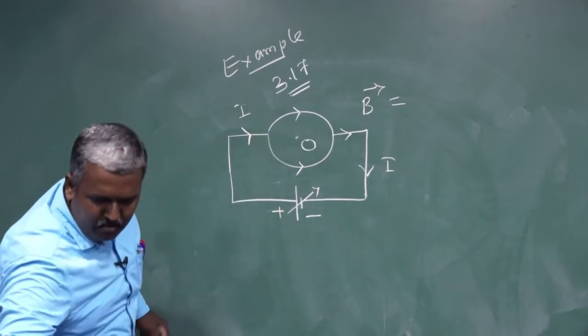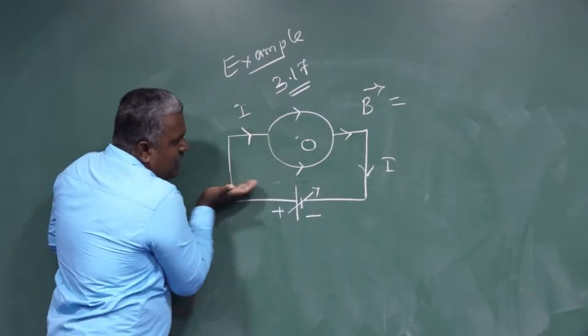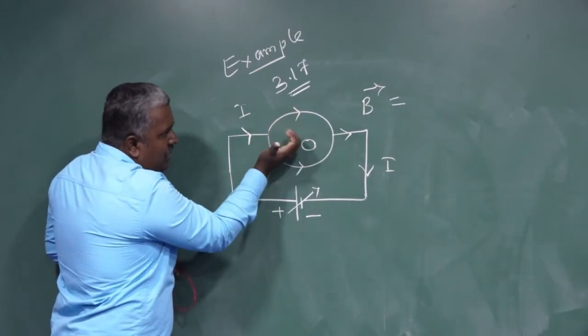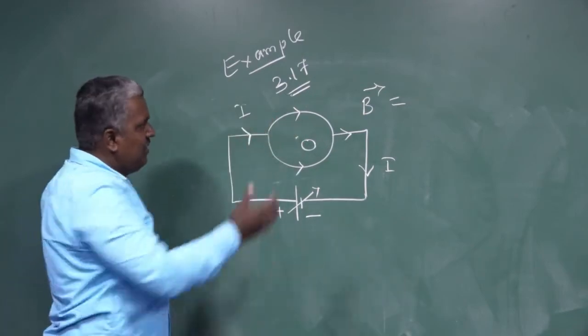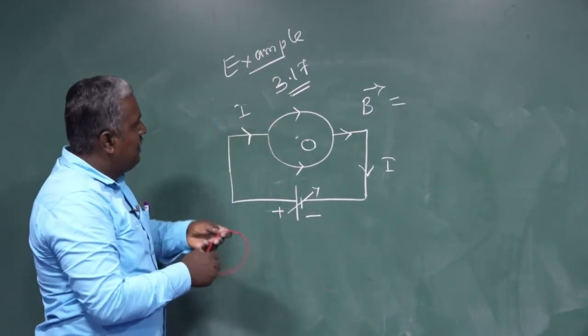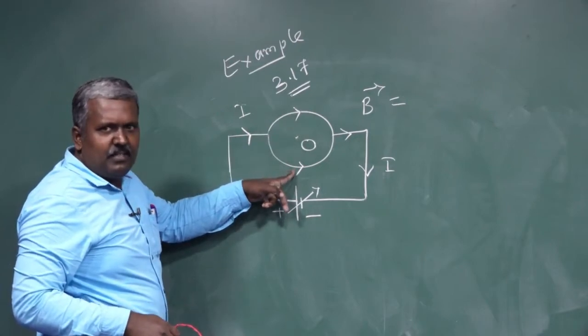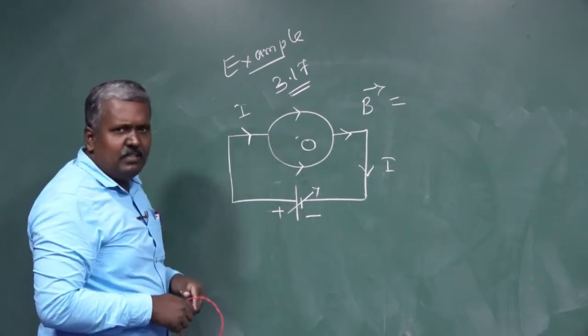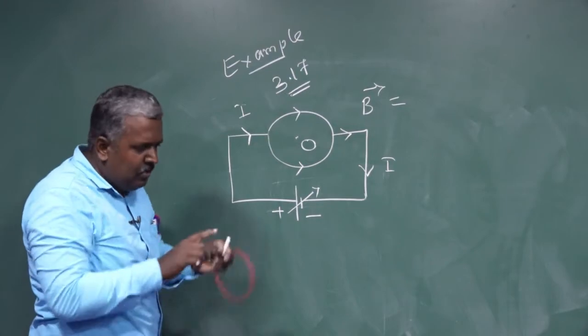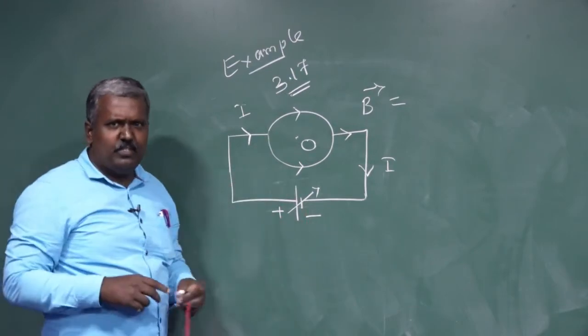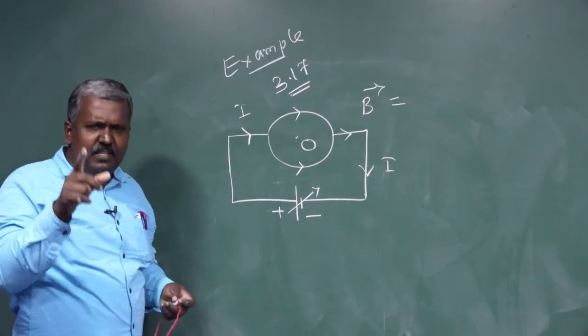In the lower hemisphere, this is the current, and the field direction is outwards, away from the board. The current value is the same. So the magnetic field directions are opposite with the same magnitude.